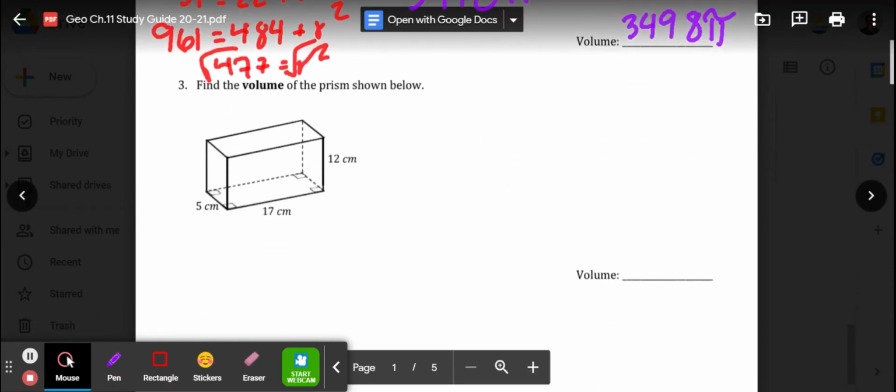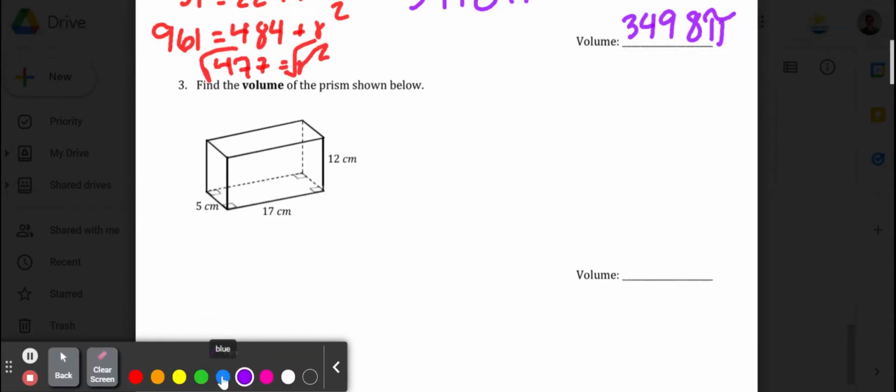All right, volume of a prism. So on a prism, first we want to establish what's your base figure. And prisms that are rectangular are really easy. You can pick all sorts of ones, but I'm going to pick this top and this bottom.